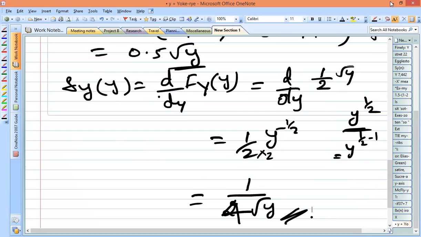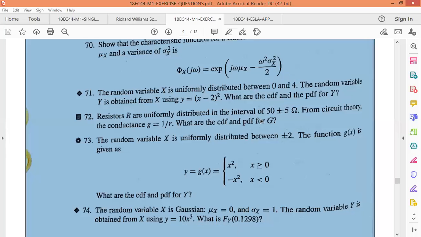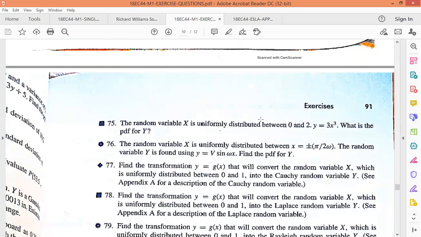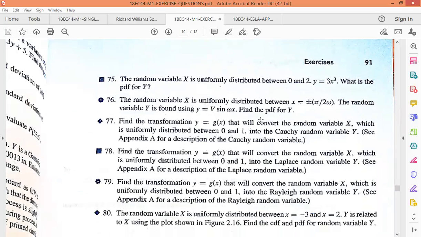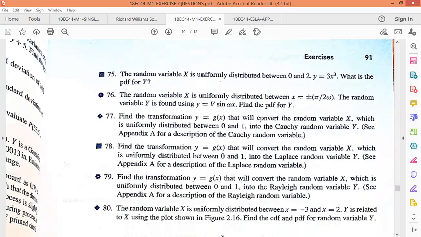I'll just share one more problem with you. You have to solve this problem now. Take problem number 75. It says that random variable x is uniformly distributed between 0 and 2 and y is equal to 3x cube. That is the new random variable, obtained using the transformation function y is equal to 3x cube. What is the PDF for y? Solve this similar to the previous problem.